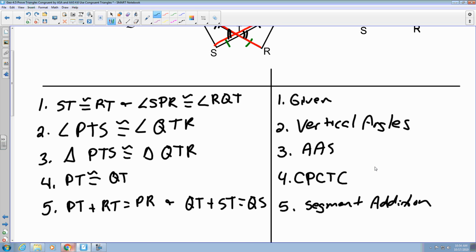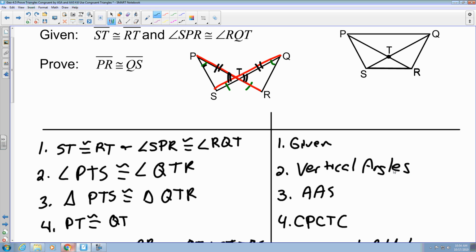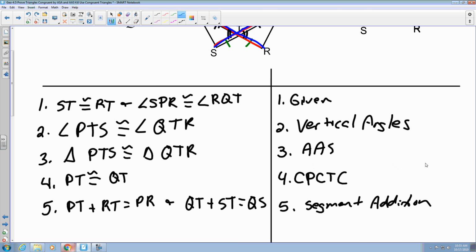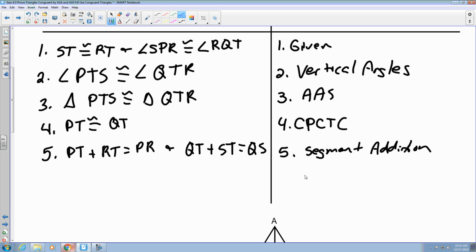Just adding up those two angles together, so we'll put it in a different color. PT plus TR is PR, and QT plus TS is QS. All right, now we can substitute in number 6. We can now say that PR is congruent to QS because we can substitute in PR for QS because those are congruent line segments.